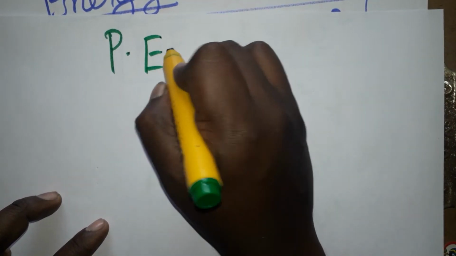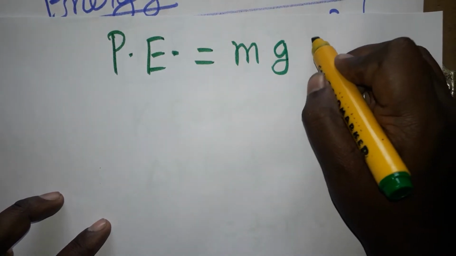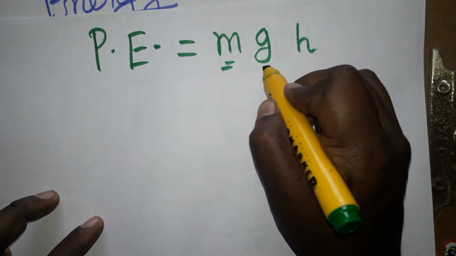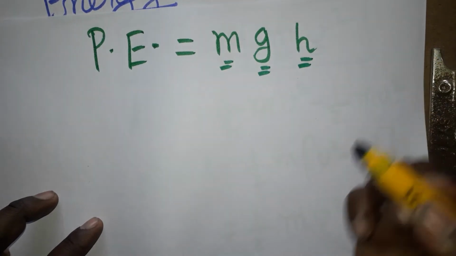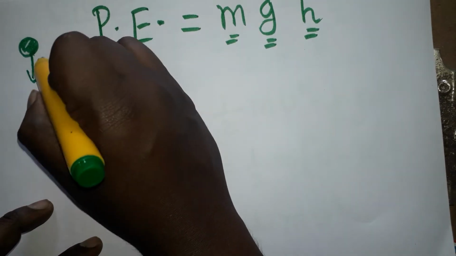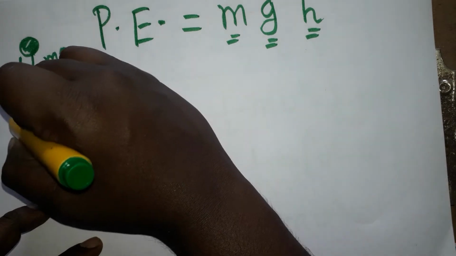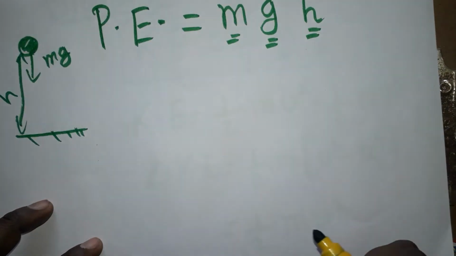The next one, potential energy. So potential energy is equal to mass into gravity into height. So m is the mass of the object, g is the gravity, h is the height of the object. In case I consider one object at some height, the weight of the object will be acting downwards. From the ground it is h height.